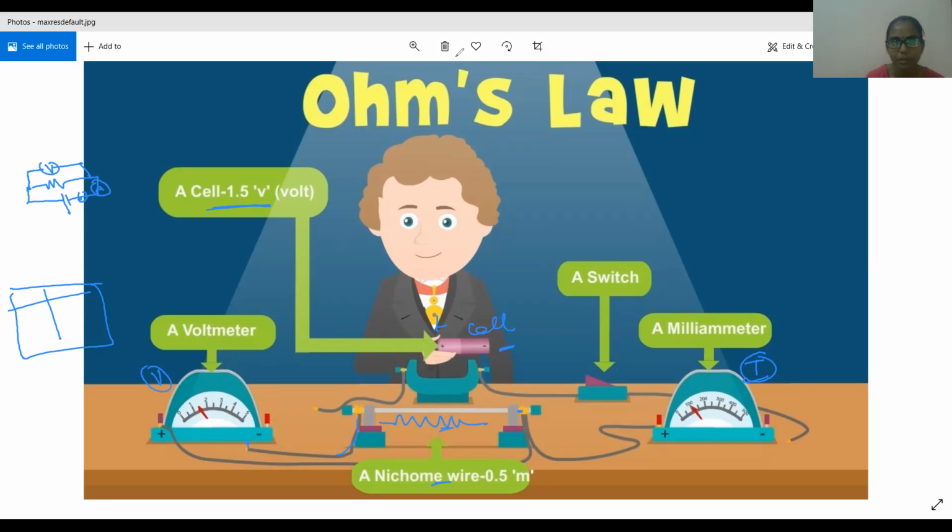Let us see the table. This is the arrangement. Just to check how we are going to arrange: the voltmeter, as I said already, we always connect in parallel because it has high resistance, and the ammeter we connect in series.